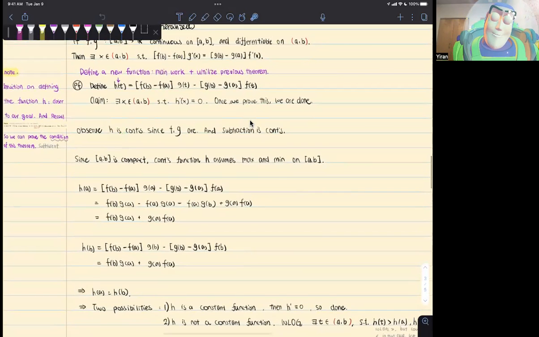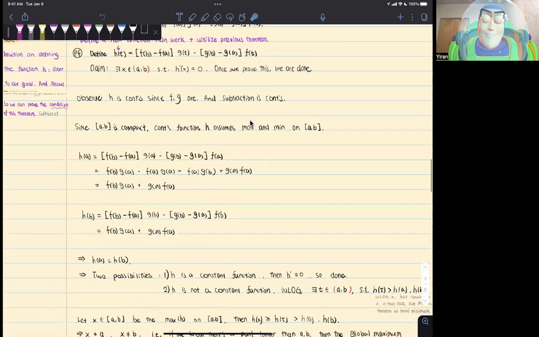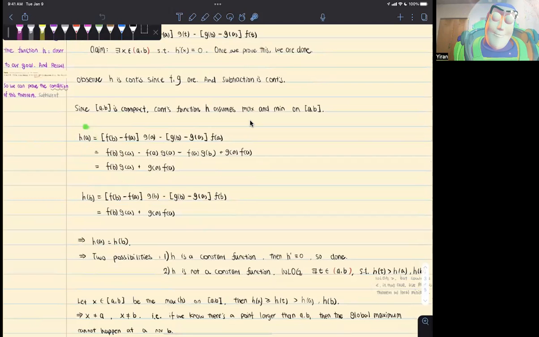Because [a,b] is compact, and we know that a continuous function on a compact set assumes a maximum and a minimum, h has a maximum on the closed interval [a,b]. Now let's observe that h(a) is equal to this expression, and h(b) is equal to the same expression. So we have h(a) equal to h(b), where a and b are the boundary of the closed interval, or the boundary of the domain of f.